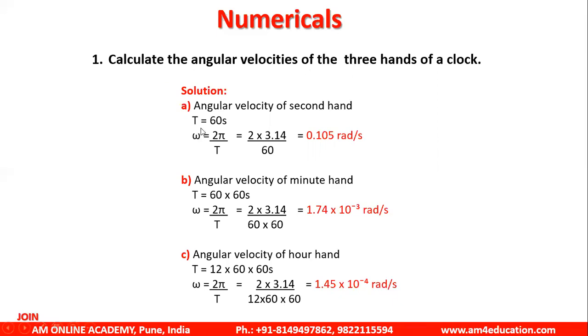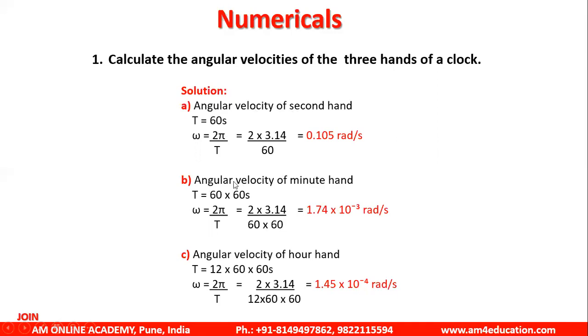So the angular speed omega is equal to 2 pi upon T. This expression we have seen in the previous video. Again, I have repeated it. So it becomes 2 into 3.14, the value of pi is 3.14, upon 60. That comes out to be 0.105 radian per second. Or if you keep the pi as it is, it will be pi upon 30 radian per second. That will be the angular speed of the second hand.